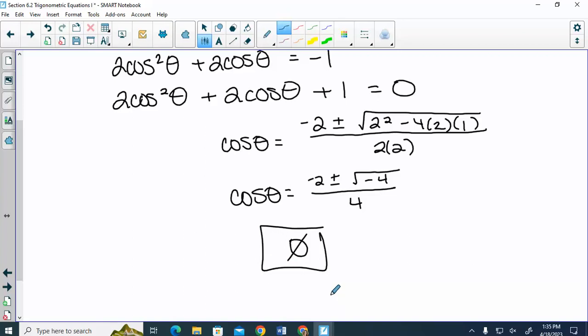Now, if you hadn't gotten that, if you got a number, then you would use your calculator and do cosine inverse to get your reference angle. So then you would just finish it like always. Questions here?